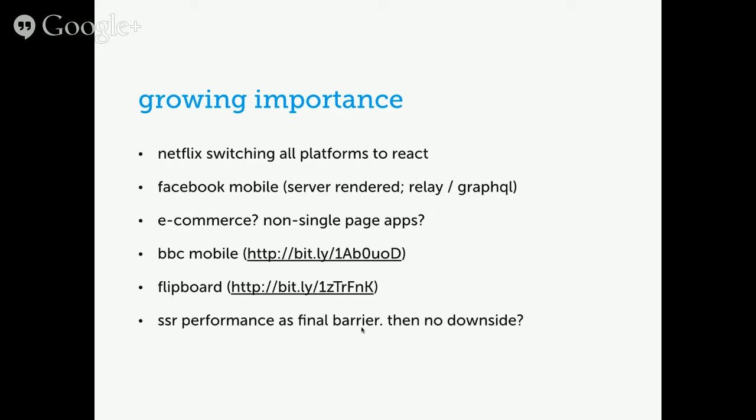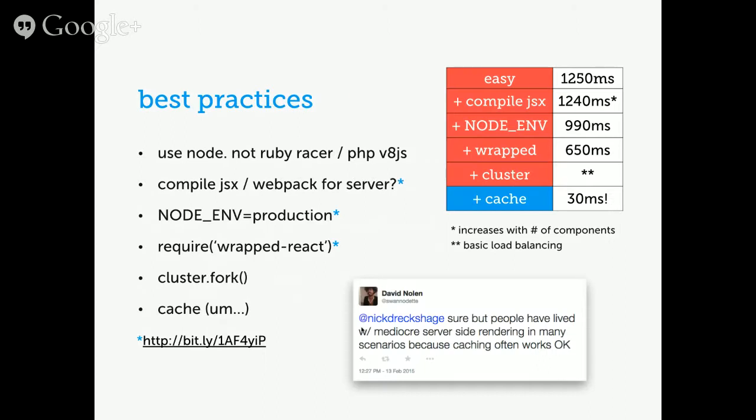Also, the BBC Mobile just announced that they're apparently switching to isomorphic React, and that's a content-heavy site. And Flipboard is using React, so I think over time more and more sites are going to start to use React, and more and more sites are going to have to look to answer some of these performance concerns. Because in my opinion, once the performance thing is answered, I don't really see a downside to React at all. I think it's a great library to work with. I love it, and I just wish it was a little bit faster.